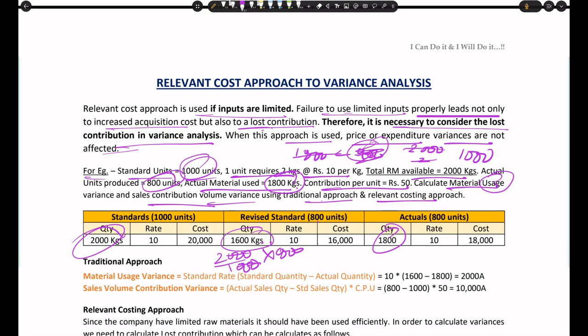So using the traditional approach, material usage variance will be standard rate 10 multiplied by the difference between quantities 1600 and 1800. So the answer is 2000 adverse. The sales volume contribution variance is equal to actual sales quantity minus standard sales quantity. It is not 1800, it should be 800. Wait a second, they have taken the units: 800 units minus 1000 units, into 50, is equal to 10,000 adverse.